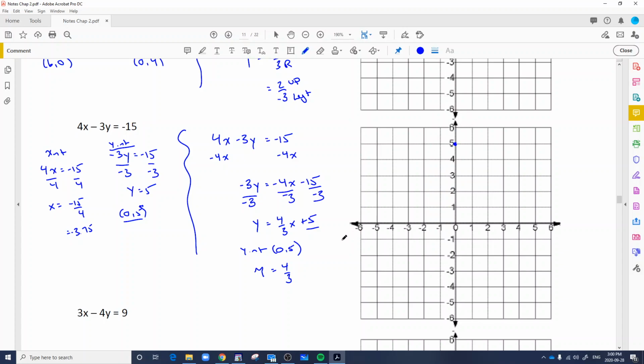I can't fit on my grid. So instead, I'm going to go negative 4 for negative 3. So I'm going to go down, and I'm going to go left. So I'm going to go down 1, 2, 3, 4, left 1, 2, 3. Down 1, 2, 3, 4, left 1, 2, 3.